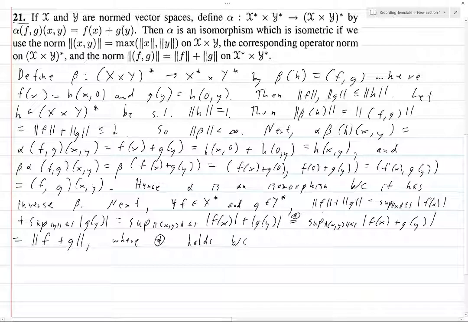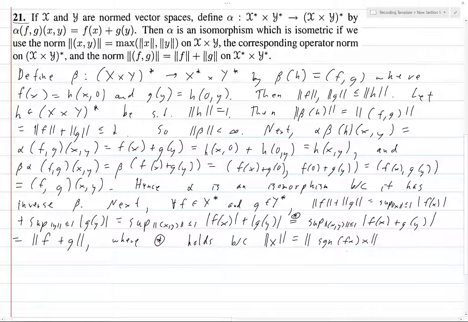And then this is where star holds, because, well, you know the one direction is easy. Obviously, this is less than or equal to this because of the triangle inequality. But we want to know that you can attain this norm, |f(x)| plus |g(y)|, by considering values of this form, which you don't know necessarily. So star holds because the norm of x equals, what is this? The sign of f(x), x.